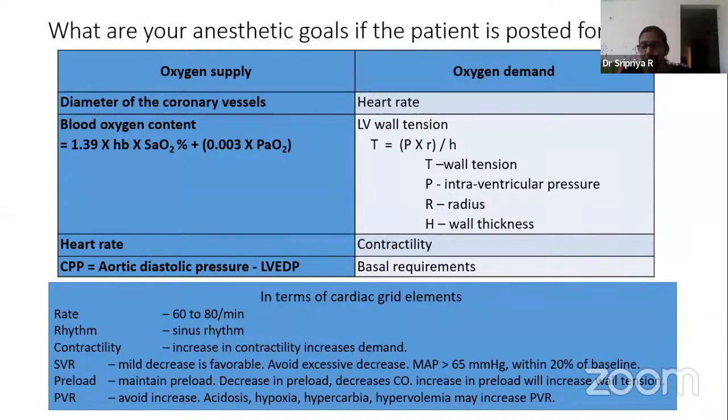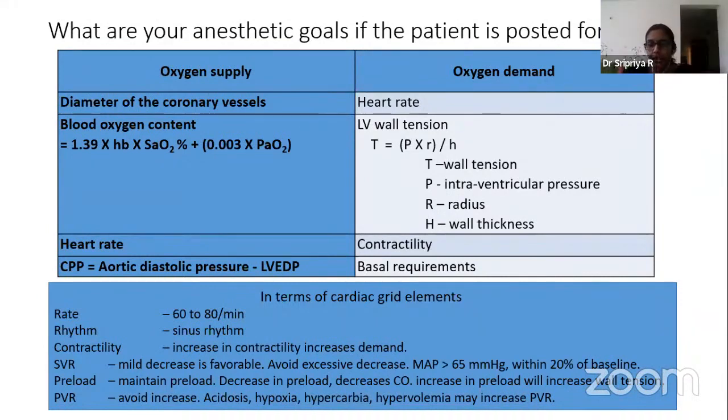So you told about the ECG monitoring. What type of ECG monitoring you want? 5-lead ECG monitoring with lead 2 and lead 5. V5. Okay. Lead 2 and lead 5. Lead 2, you're going to monitor what? Rhythm. Okay. And in lead 5, we'll monitor ischemic changes.